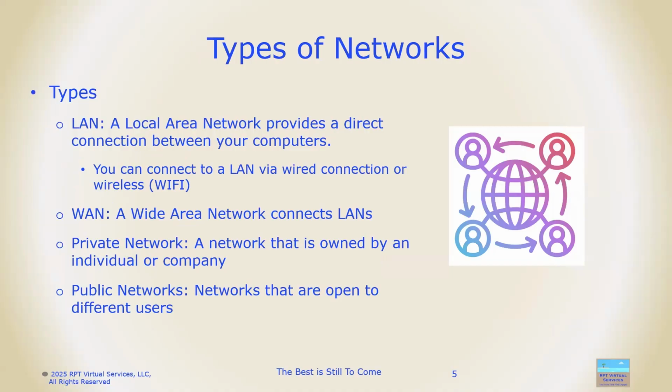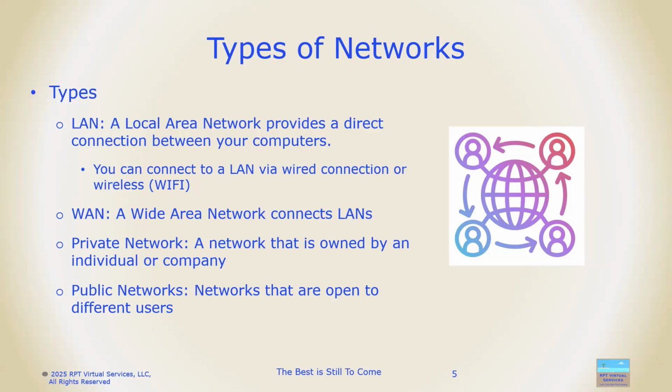Now, what kinds of networks do we talk about? We're going to talk about several different types, if you will. Basically, there's a LAN. A LAN is a local area network. So if you have a house router and all your computers connect to that house router, that's a local area network. And you can connect to that network either through a wired connection, physical Ethernet, or through Wi-Fi.